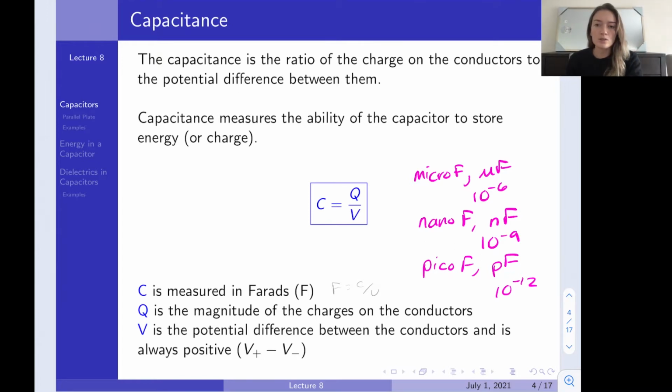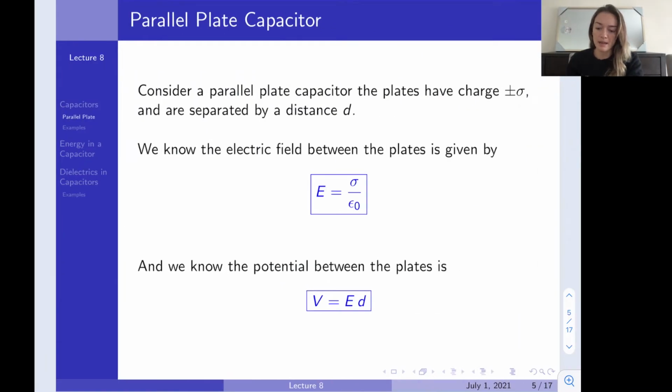All right, now let's talk specifically about a parallel plate capacitor. As we found yesterday, for a parallel plate capacitor, as I mentioned, the charges on each conductor are plus and minus sigma, and they're separated by some distance d.